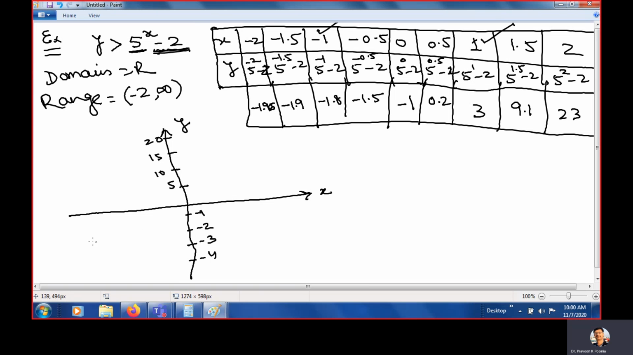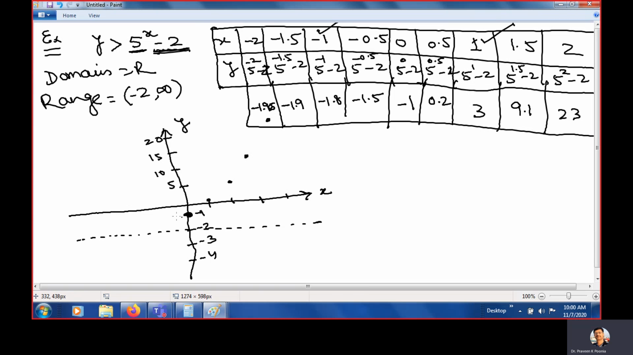At 2 I will make this one line. It will be very helpful for you. If you see here, the value at 0 is -1. At 0.5 it is 0.2. At 1 it is 3, almost here. At 1.5 it is 9, almost here. And at 2 it is 23 here.